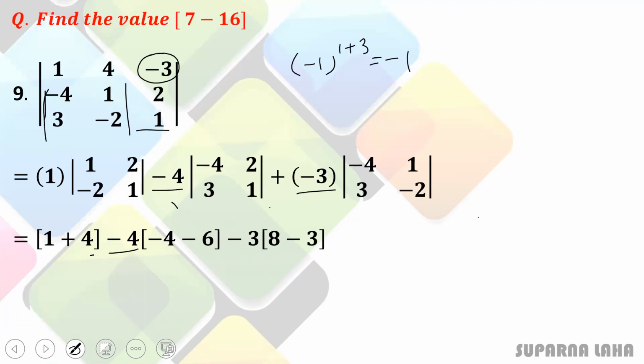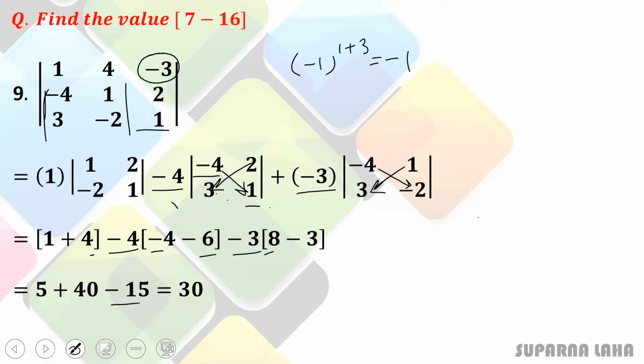And minus 4 into, this is minus 4 into 1, that is minus 4, and minus of 3 into 2, that is minus 6. And minus 3 into minus 4 into minus 2, that is 8, and 3 into 1, that is 3, minus of 3. So 4 plus 1, 5, and minus 4 and minus 10, plus 40, and minus 3 plus 5, this is minus 15. Simplify it, you will find the answer is 30.